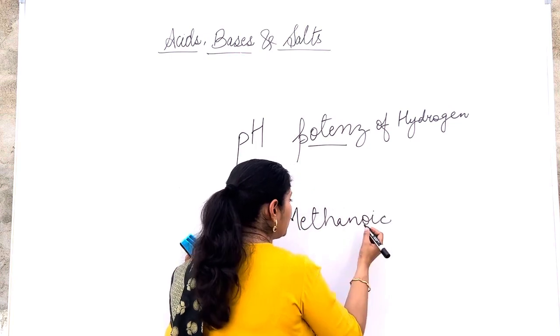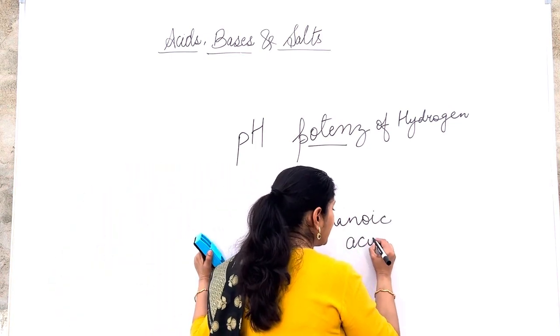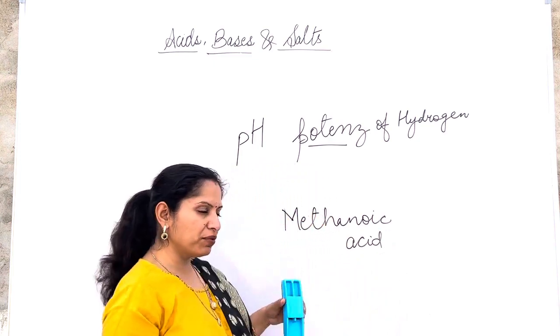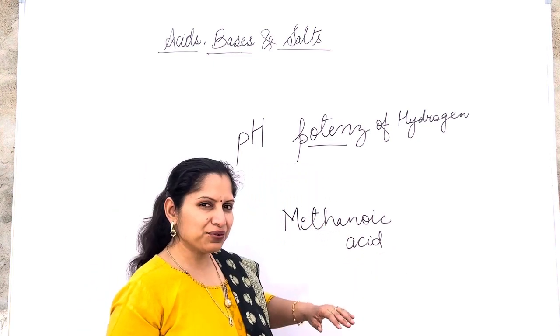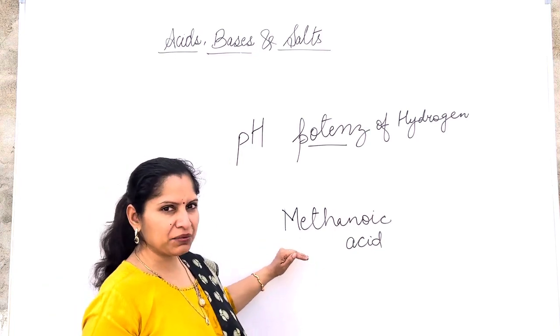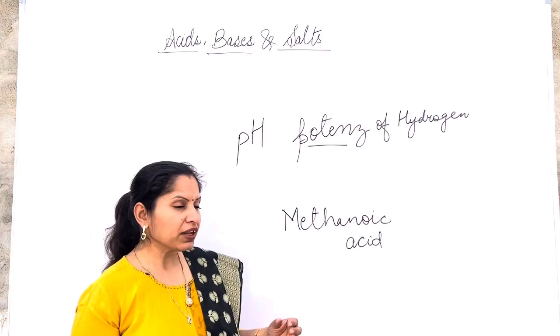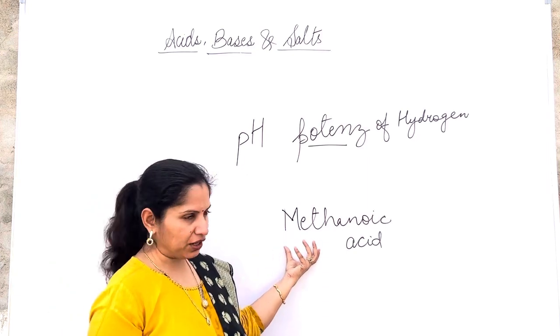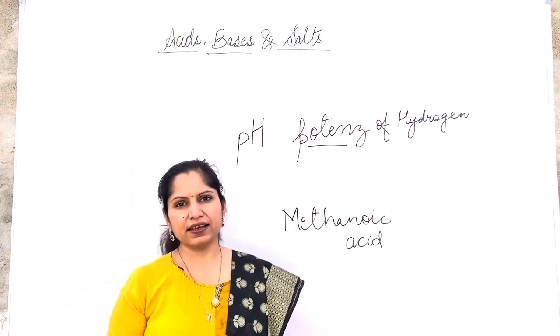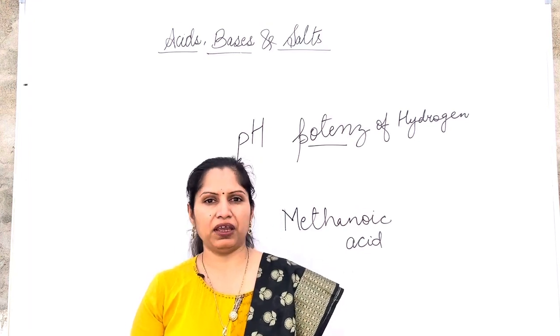Methanoic acid's common name is formic acid. So if you find somewhere that it's given that the ant sting contains formic acid, don't be confused. Don't feel that I have told you wrong. It's correct. Formic acid and methanoic acid are the same only. Formic acid is the common name and methanoic is the scientific name. So methanoic acid is there in ant sting, bee sting, and that only causes a burning pain.